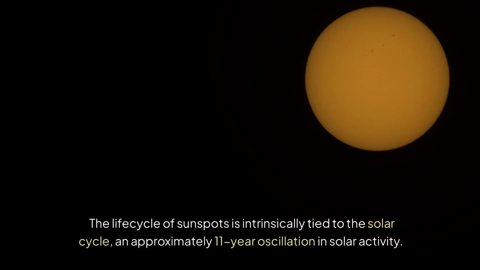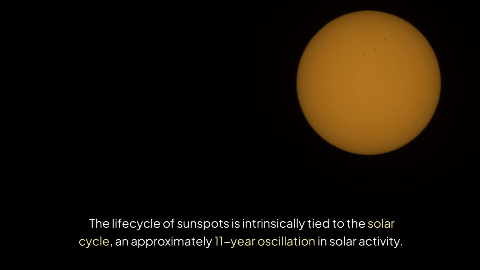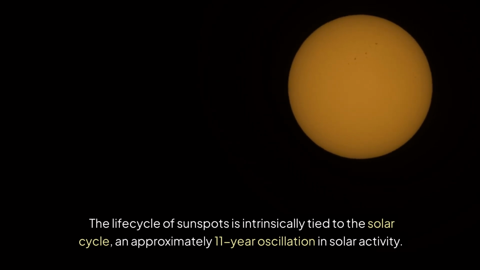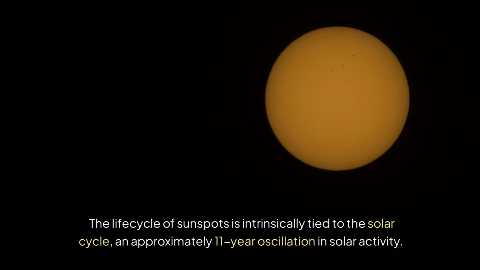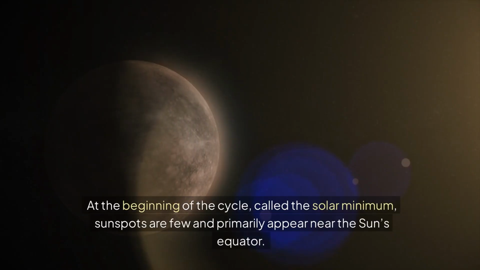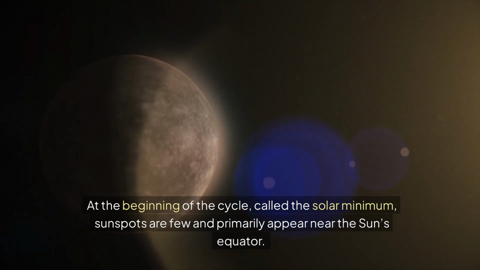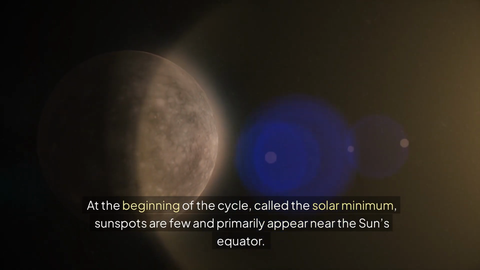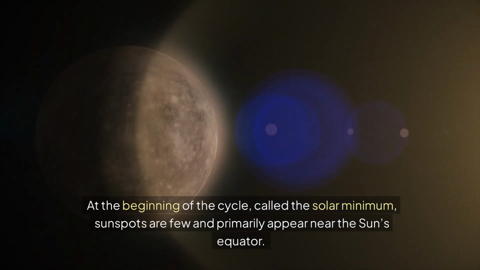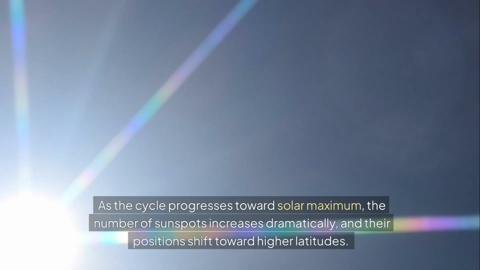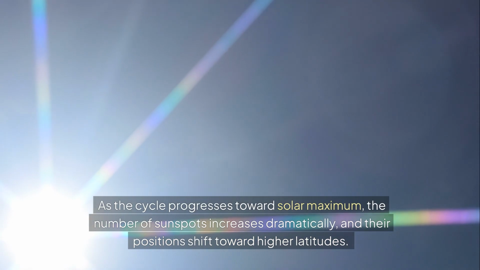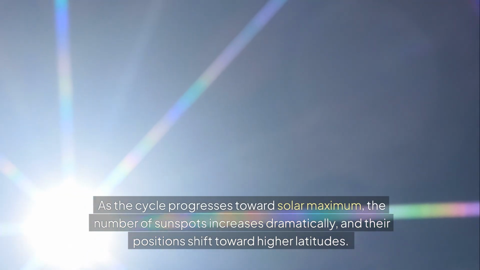The life cycle of sunspots is intrinsically tied to the solar cycle, an approximately 11-year oscillation in solar activity. At the beginning of the cycle, called the solar minimum, sunspots are few and primarily appear near the sun's equator. As the cycle progresses towards solar maximum, the number of sunspots increases dramatically, and their positions shift toward higher latitudes.